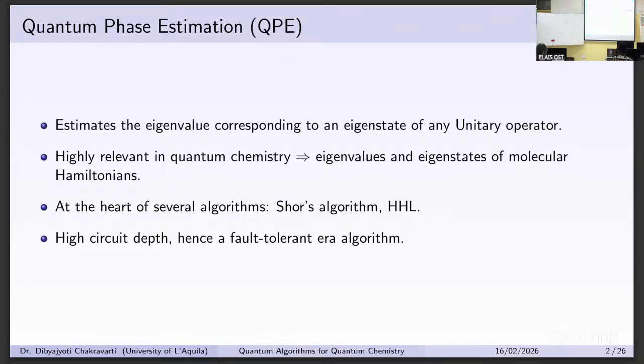As I mentioned, both of the algorithms are very high depth. It requires a lot of gates to do its job. So it's a fault tolerant algorithm. We are waiting for a lot of error correction and error correcting qubits to come, so logical qubits to be high in number so that we can successfully implement them on an actual quantum computer.